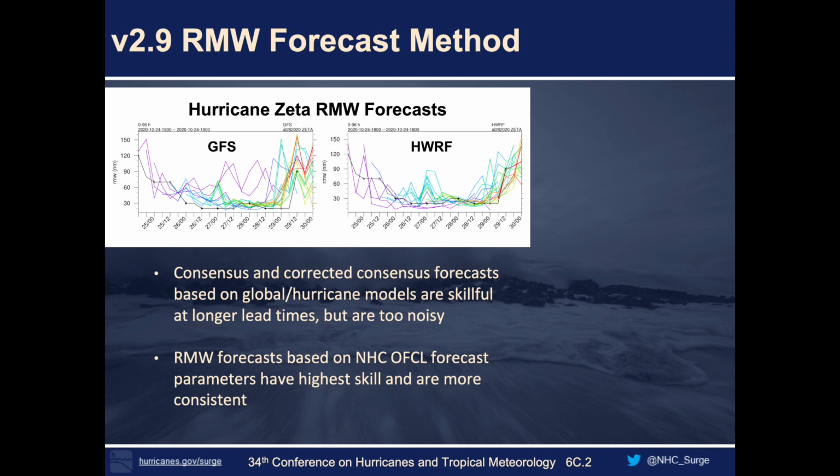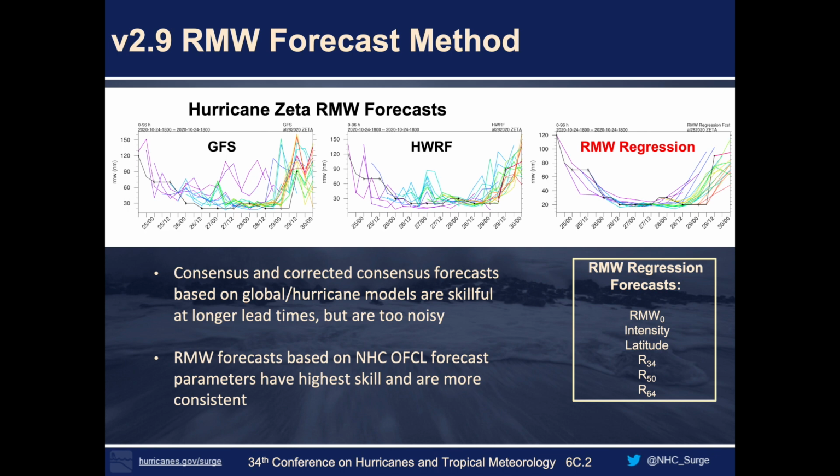So for P-Surge 2.9, we wanted to come up with a better way to forecast RMW. And there's a few different ways you could do this. You could use the actual RMW forecasts from global and regional models, such as the GFS and HWRF, shown here. These forecasts of RMW are from Hurricane Zeta from last year. And you can see that they're really quite noisy. There's a lot of run-to-run fluctuations, and this makes it challenging to use in operations. Even when you combine these forecasts into a corrected consensus, they're still really noisy and they're not very consistent.